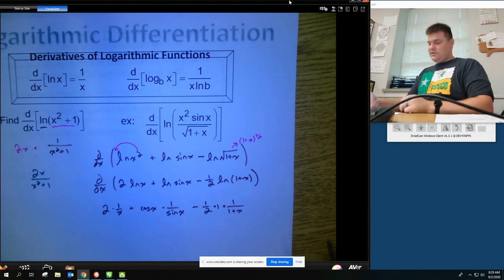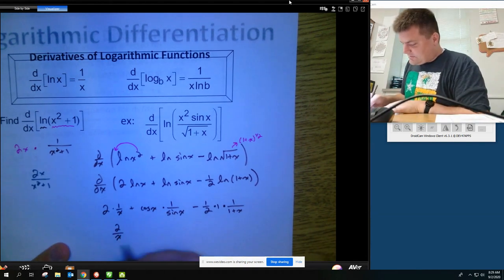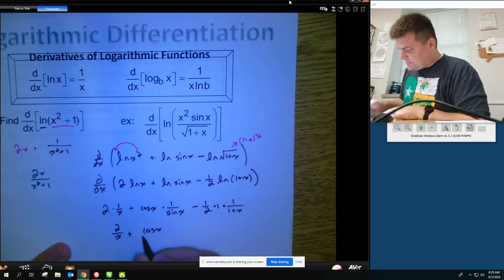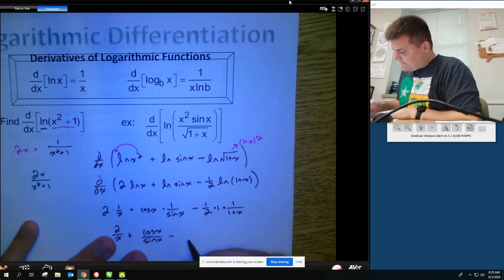And all we got to do now is just clean it up. So we're going to get 2 over x plus cosine x over sine x minus 1 over 2 times 1 plus x.